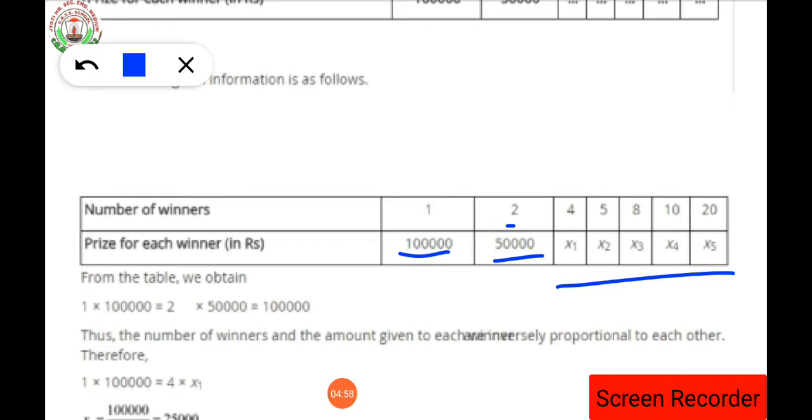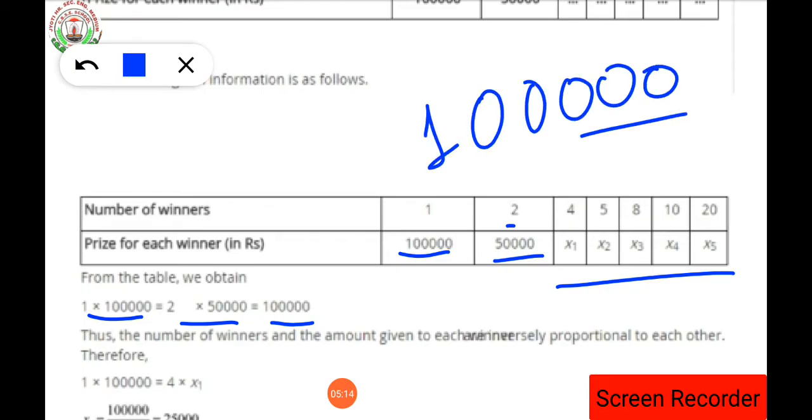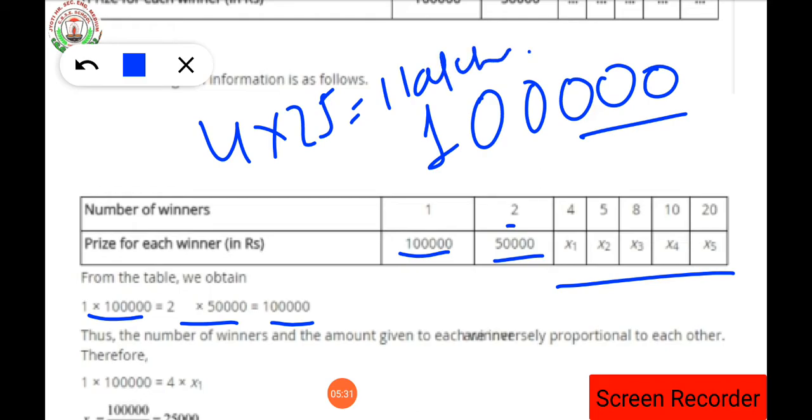When 2 is multiplied with 50,000, it will be 1 lakh itself. When 1 is multiplied with 1 lakh, it will be 1 lakh itself, isn't it? That means whatever we multiply, the total amount should come to 1 lakh, while multiplying the number of winners with the prize for each winner. That means if we multiply 4 into 25,000, it should come to 1 lakh. In this way we have to solve and see.